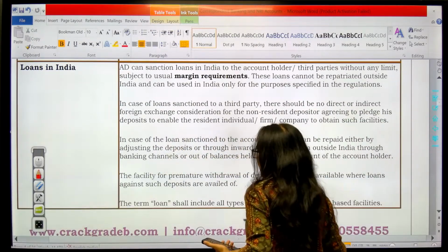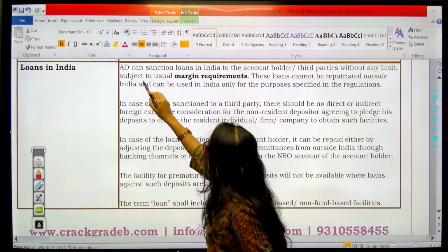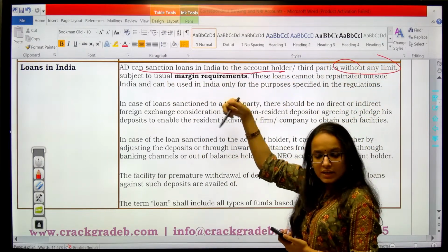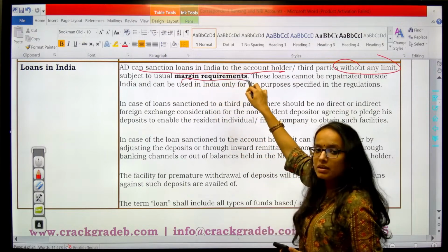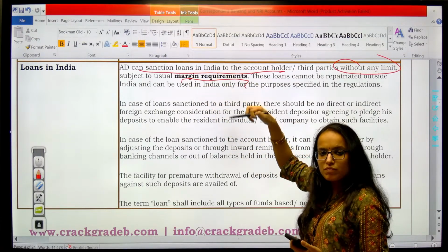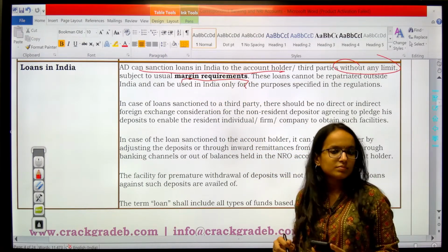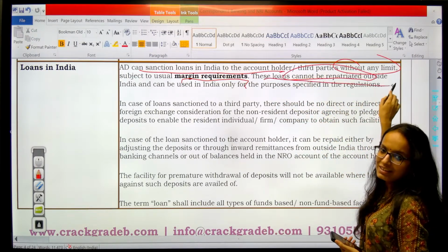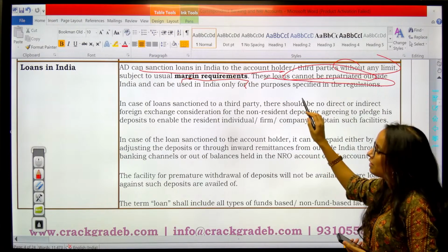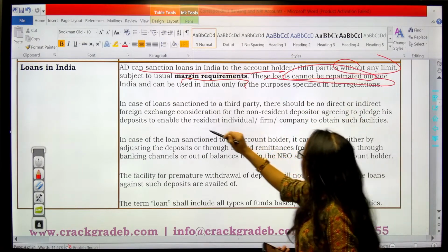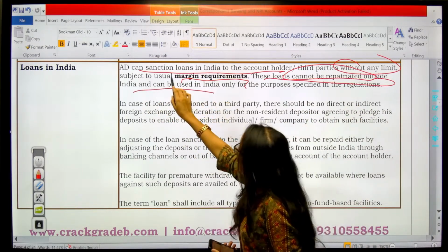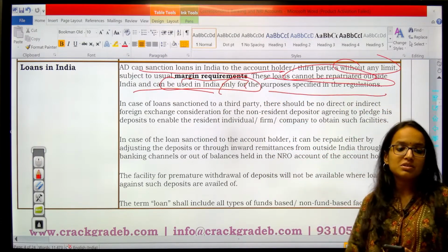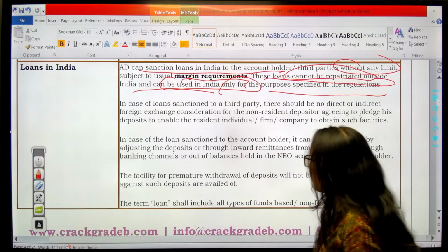Can they be given loans from India? Yes. Any limit? No. Then what is the condition? Margin requirement. What is margin requirement? Difference between the value of collateral and the value of loan, as I told you. These loans cannot be repatriated outside India, and can be used in India only for the purposes specified in the regulations. This is something which you need to remember.